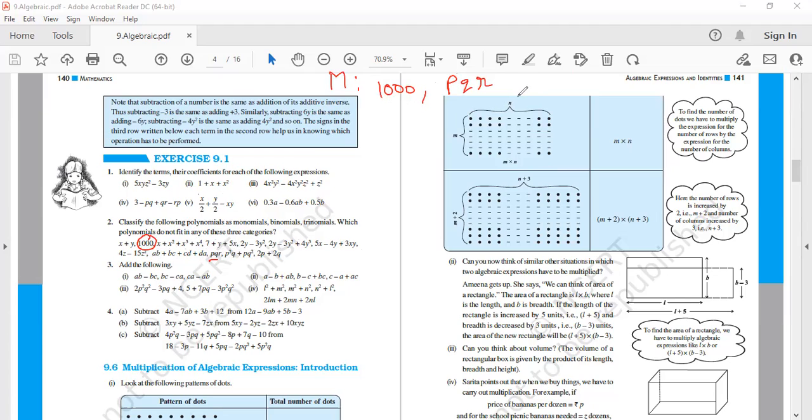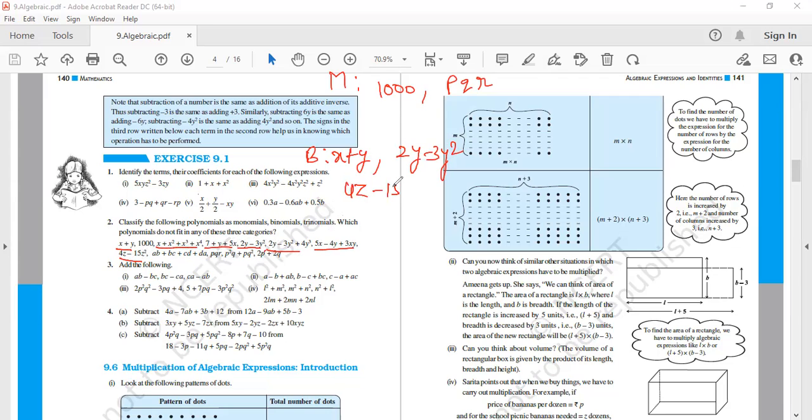So only these two algebraic expressions are monomials. If I'm talking about binomials, let me erase, otherwise we will confuse the terms. That is x plus y, which has two terms. This one has four terms, this has three terms, this has two. So 2y minus 3y square is also a binomial. And this is 3, this is also 3, this is 2.